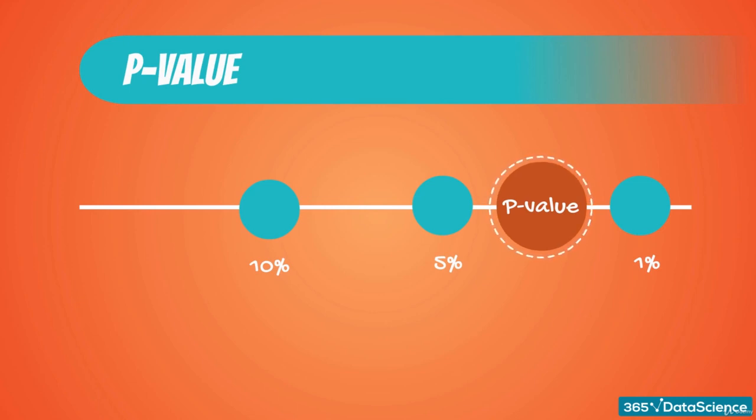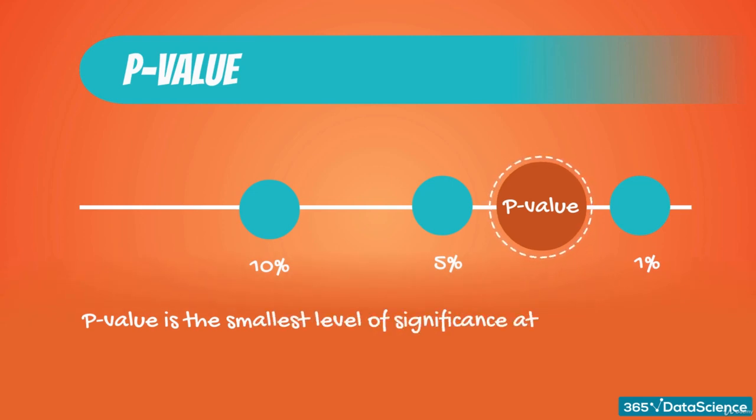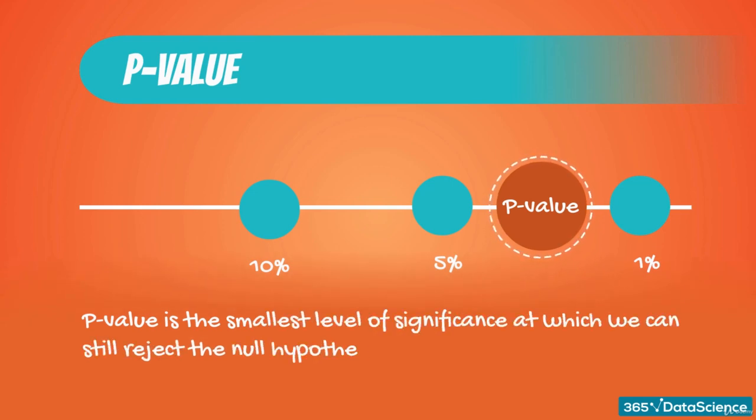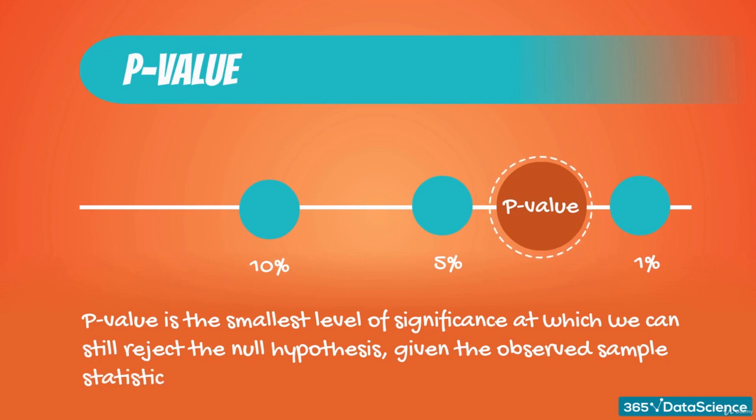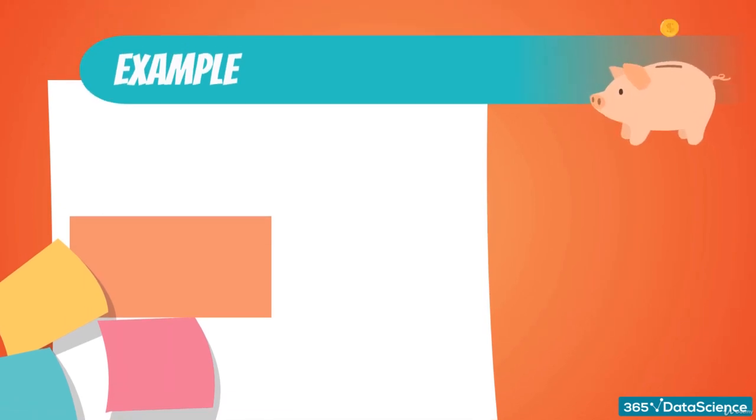This is the most common way to test hypotheses. Instead of testing at pre-assigned levels of significance, we can find the smallest level of significance at which we can still reject the null hypothesis, given the observed sample statistic. So how do we do that? Recall the test with the data scientist salary.